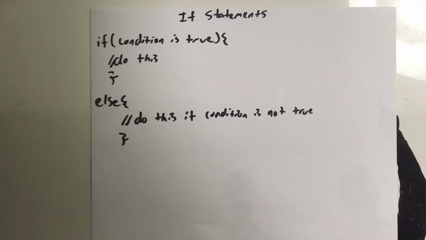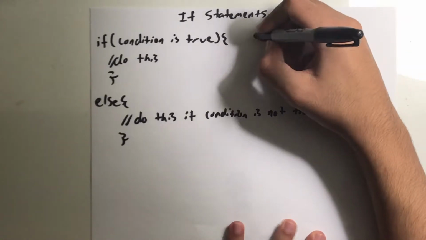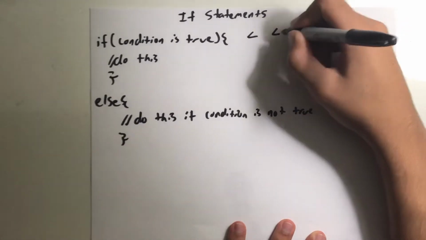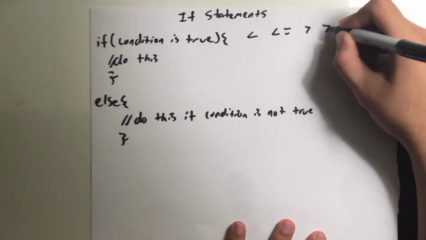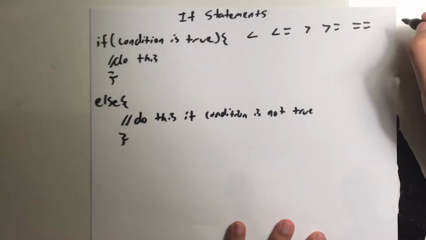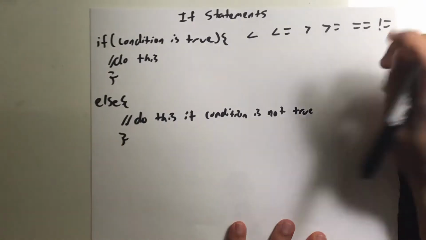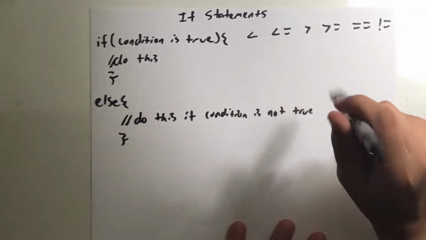And to do those conditions, you can use these symbols. This is less than, or equal to, greater than or equal to, and not equal to. So these are your comparison operators.